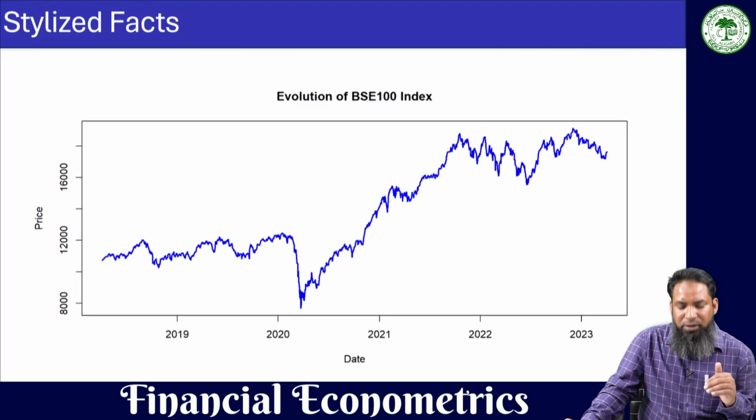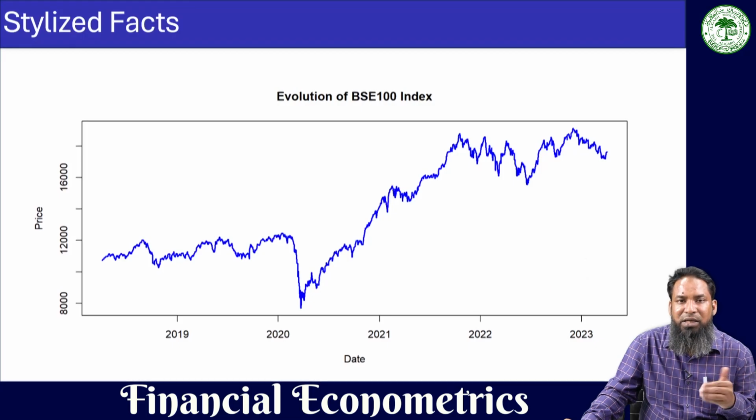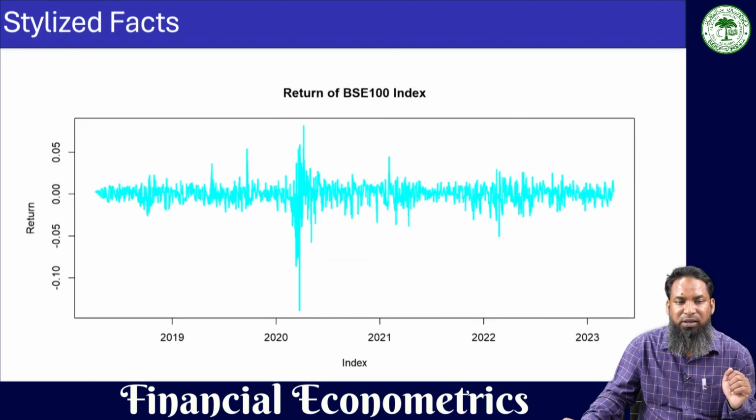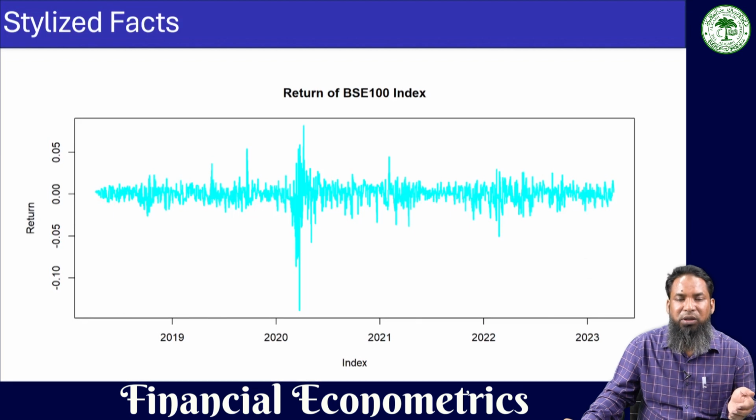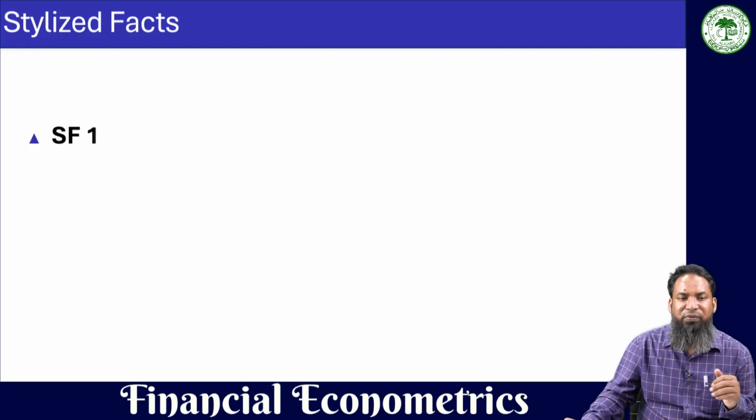To understand that, here we will take the BSE 100 index and try to find out what the generalized features, the stylized facts, are that we can observe here. So this is basically the representation of the BSE 100, how it has evolved over the years. And this is the transformation of that series into the return form. So this is the return of the BSE 100 index. So what are the facts we have?